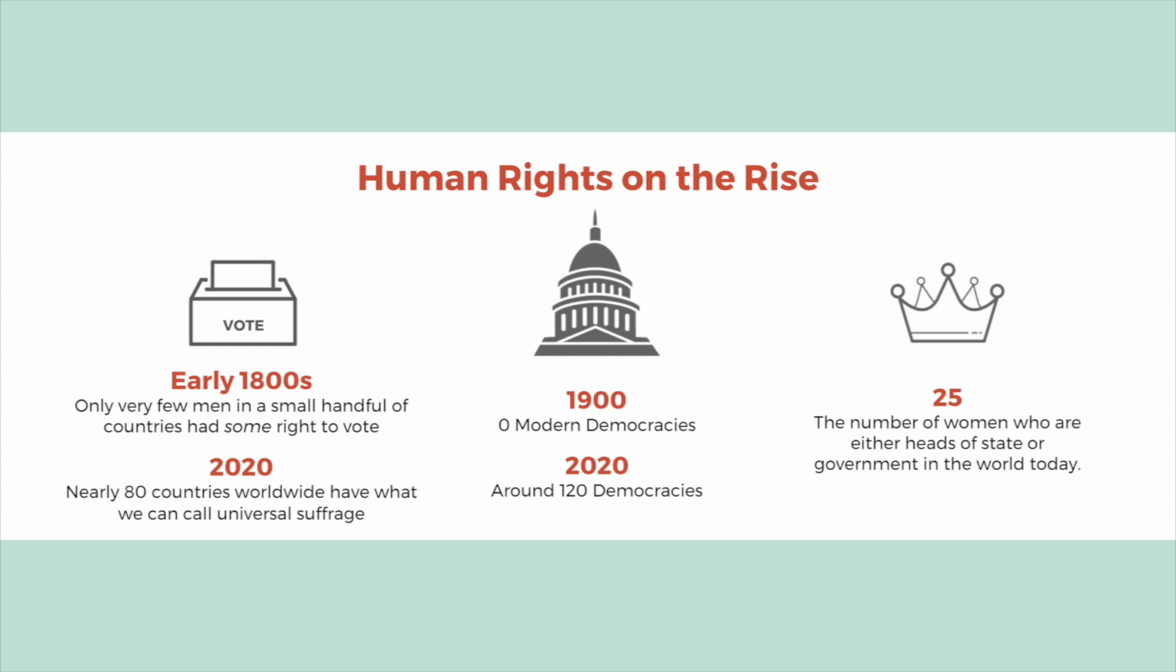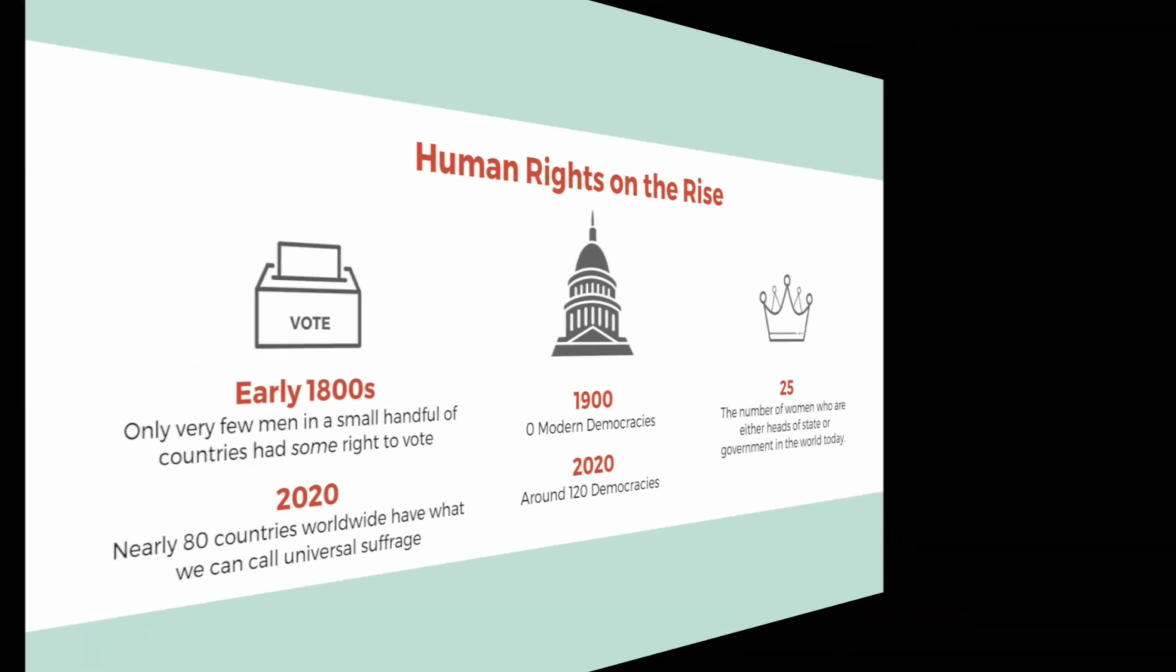It's also true that in 1900, not a single country in the world had a system of government that we would call a democracy. Today, that number is close to 120. But even among these 120 democracies, only 25 have a woman serving as a head of state or head of government. And don't forget that the United States has never had a woman serve as president or vice president, and that less than 25% of lawmakers in our Congress are women. So we see that there's been lots of improvement, but it's only if we educate ourselves on these issues and spread awareness that we can really be a part of affecting positive change.